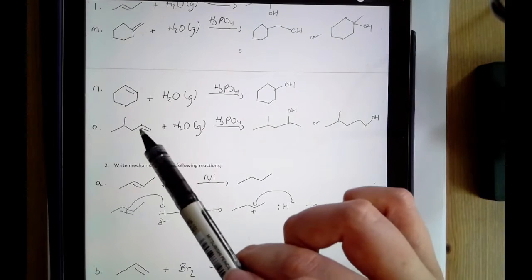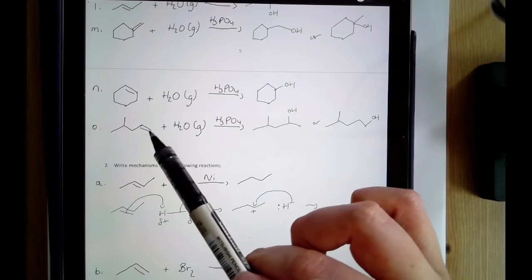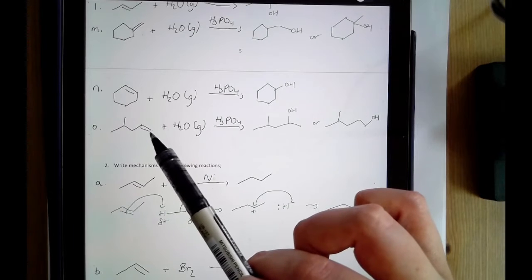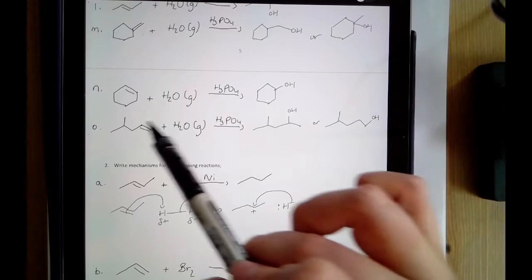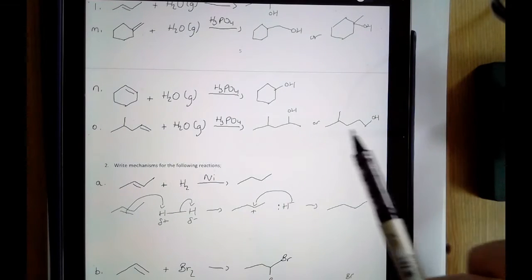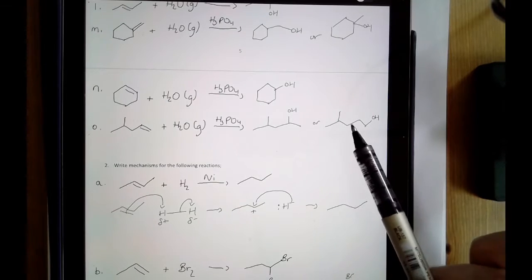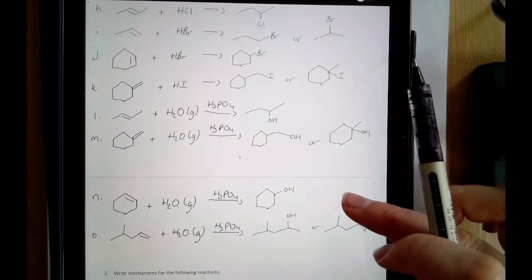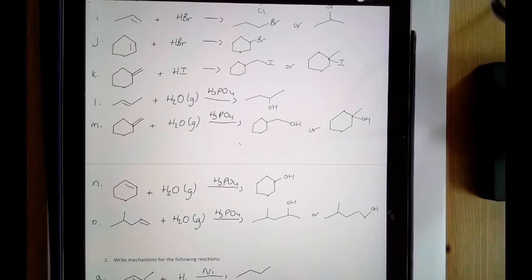And then down here, your two carbons are not the same, so it does matter. You can put the OH there on the second carbon, or you can put it on the first carbon, and you do get two different products. So it's really important that you're comfortable with just drawing the products.